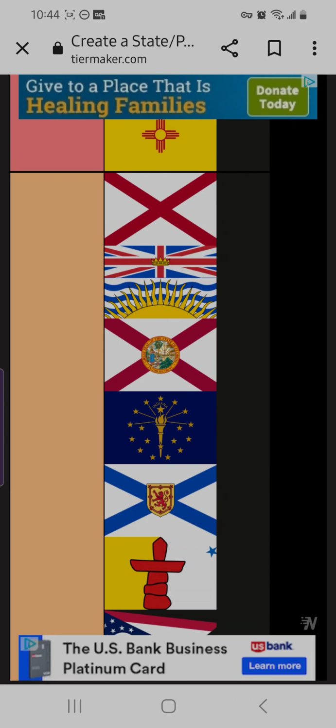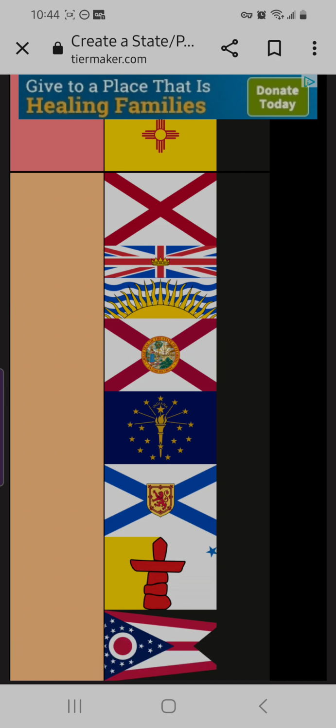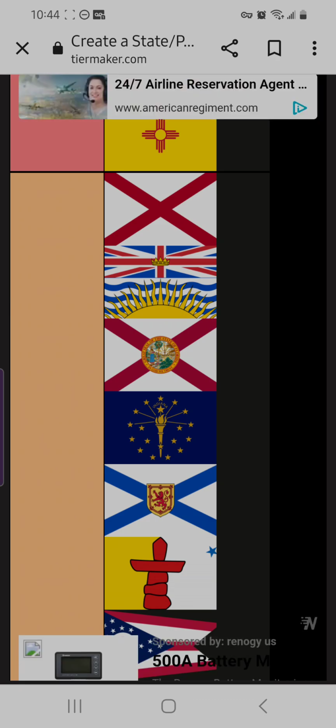These flags are great designs or even awesome seal designs. And in Pennsylvania's and Virginia's case, they are pretty much the best seals. Virginia's is pretty much a better seal than Pennsylvania's. It's pretty much the best seal in the country of the US.